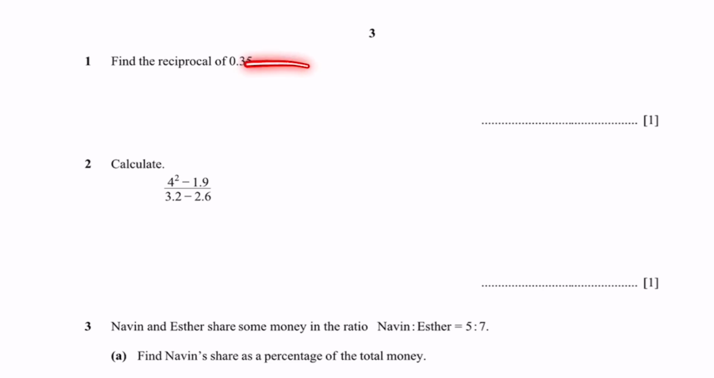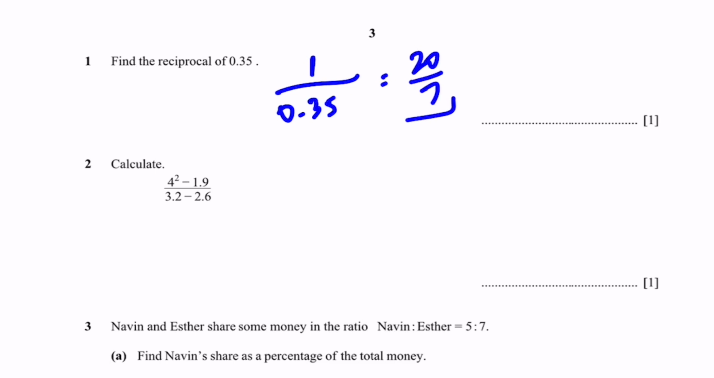Find the reciprocal of 0.35. That's just going to be 1 divided by 0.35, which makes 20 over 7. And that'll be our answer.